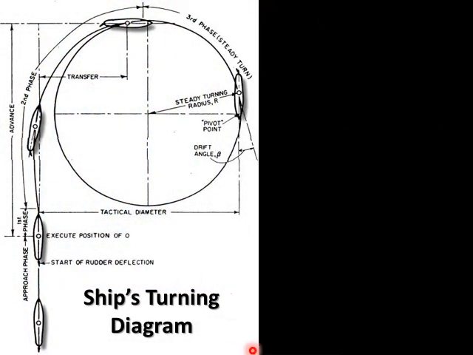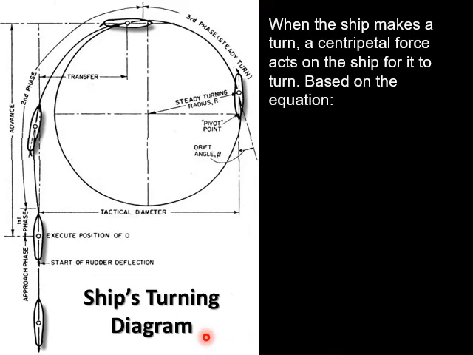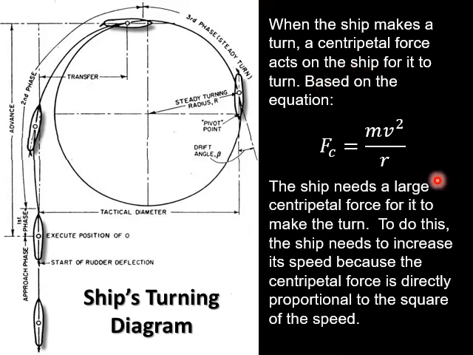Okay, now let's look at this. Ito yung turning diagram ng isang ship. Kapag yung ship natin makes a turn, kailangan natin ng centripetal force on the ship for it to make the turns. Galing ito sa equation na Fc is equal to mv squared over r. Kung mapapansin nyo dito sa ating equation, di ba yung Fc is directly proportional to your speed, to your mass. Pero, mas malaki yung effect ng speed sa kanya kasi yung speed dito naka-square.